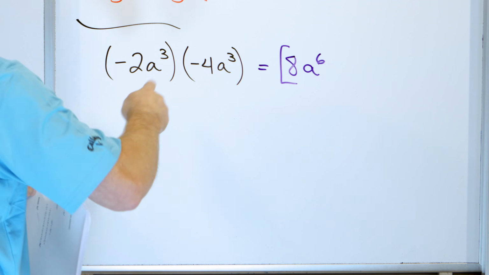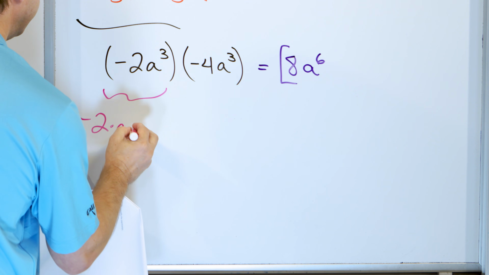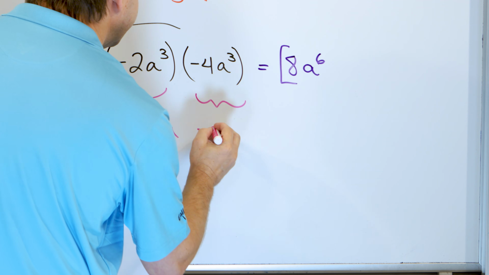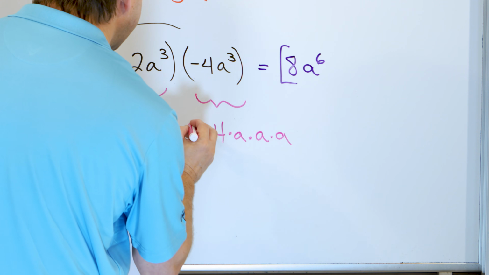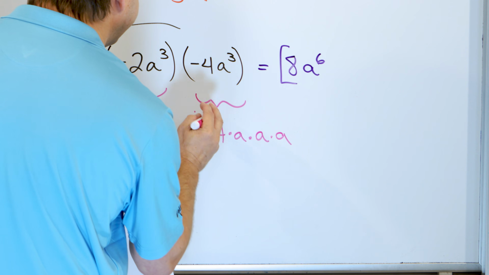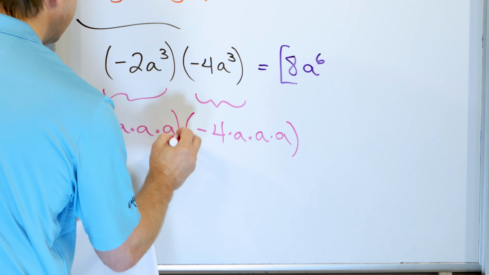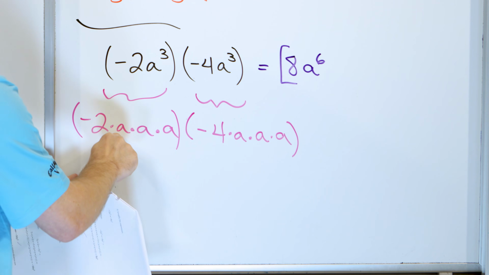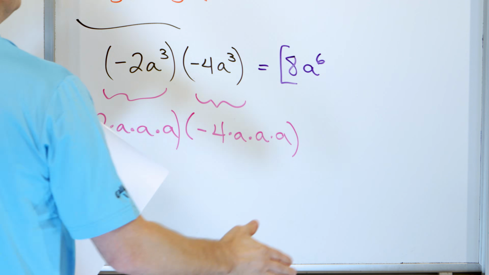Now let's blow this one out and see if we agree. This one is negative 2 times a times a times a, because that's a cubed, right? And this one is negative 4 times a times a times another a. And they're multiplied together, so to make sure we understand, I'm going to wrap parentheses around there so it's clear that we're multiplying them together. So I could rearrange the numbers together. It's going to give me a positive 8, and then all the a's will be together, and there are 6 of them.